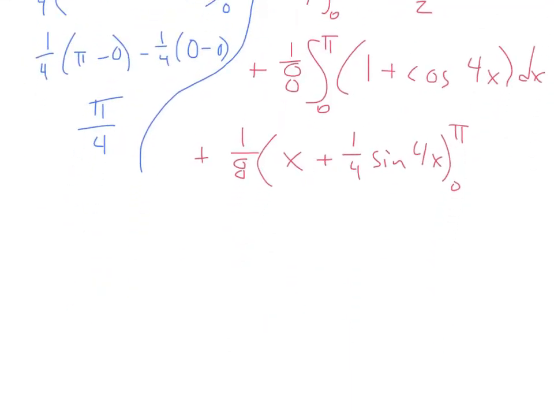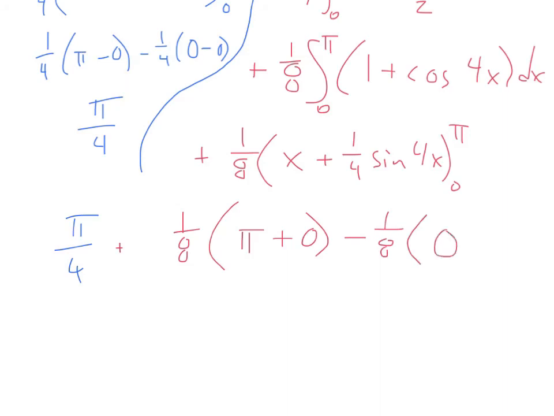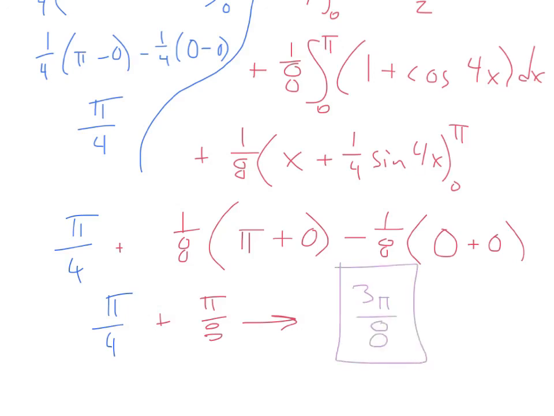Actually getting close to done with this. So we've got still our pi over 4 plus 1/8 of pi plus 0 minus 1/8 times 0 plus 0. That actually worked out really nicely because those sines all ended up turning into 0 for us. So I end up with pi over 4 plus pi over 8. And my final answer, let's see here, blue plus red is purple. So I end up with 3 pi over 8, when I combine those two things.